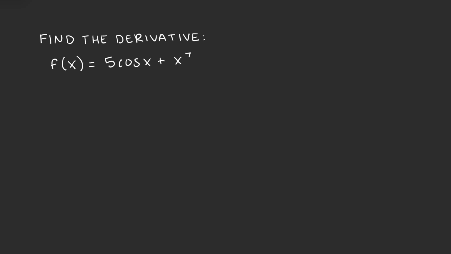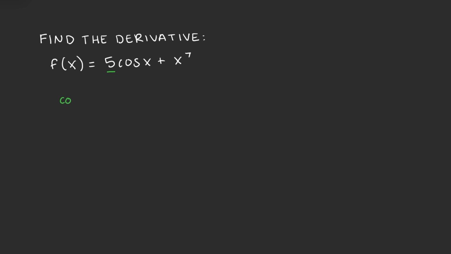Okay, for this first example, we're going to find the derivative of f of x equals 5 cosine x plus x to the 7th power. So this 5 right here is a constant, and it's just going to be carried all throughout all of our work, and it will be part of our final answer, so we can just leave that one alone.